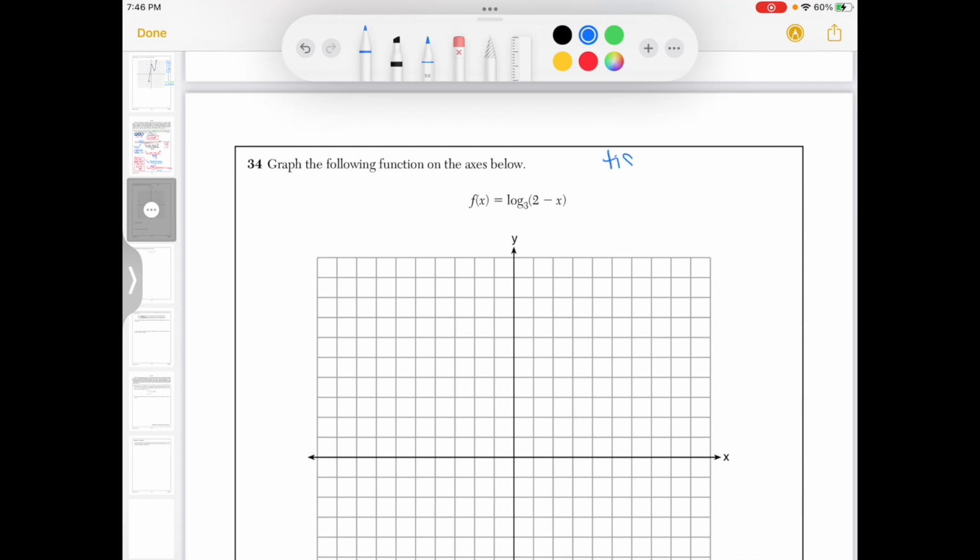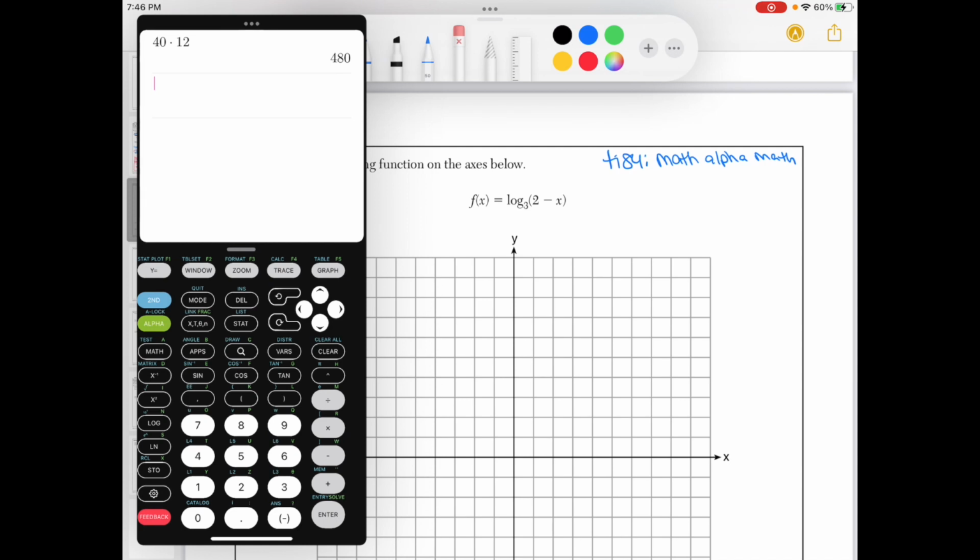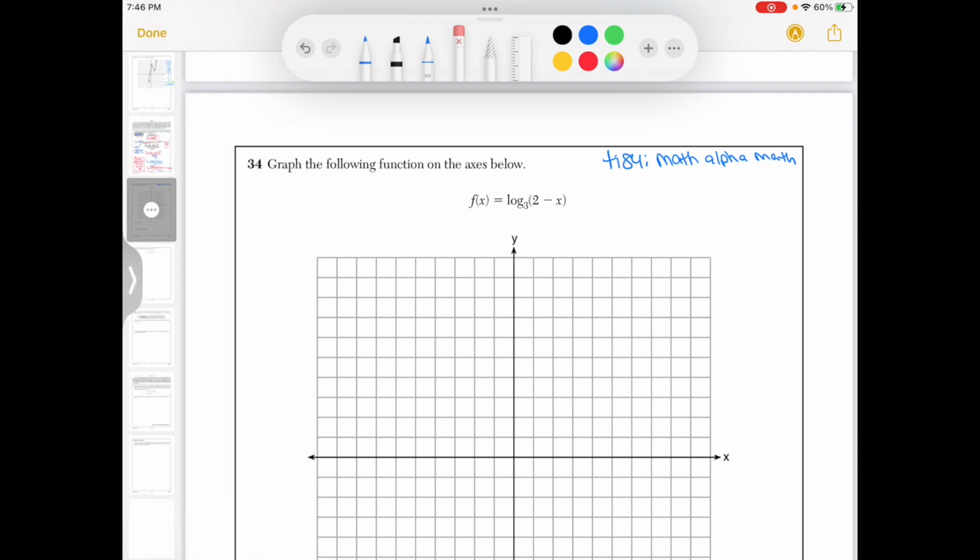You need to know how to plug this in your calculator. To my TI-84 peeps, you have to hit math, alpha, math, and it'll set up the log with a base for you. You can't just use this log button next to the 7, because that is log base 10. This is a log base 3.